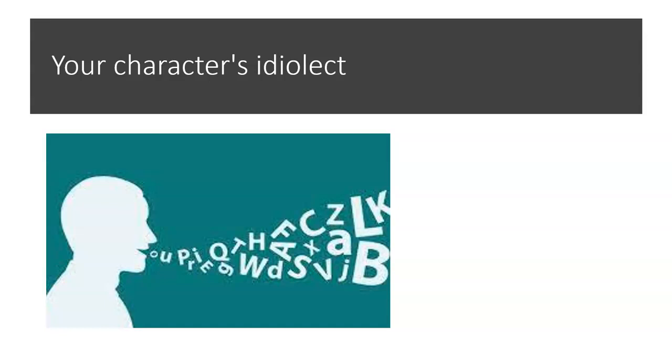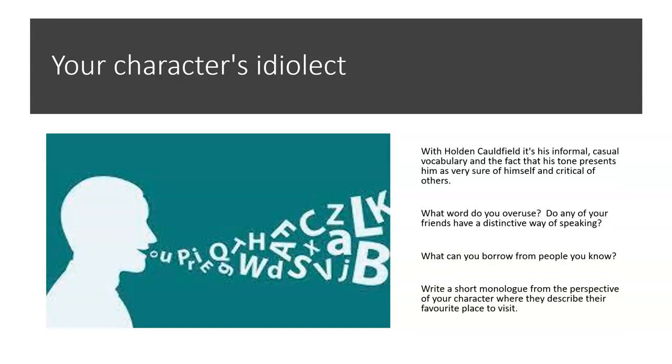And it's time to bring your character to life. Thinking about their idiolect. So when you write from their perspective, you're going to have to use their idiolect. With Holden Caulfield, it's his informal, casual vocabulary, and the fact that his tone presents him as very sure of himself and very critical of others. He's always commenting on how others are phonies and they're not good people like him. Think about this. What word do you overuse? Do any of your friends have a distinctive way of speaking? And what can you borrow from people you know?